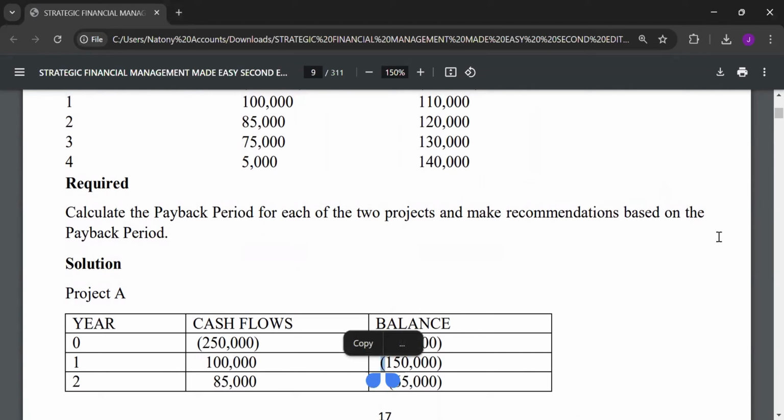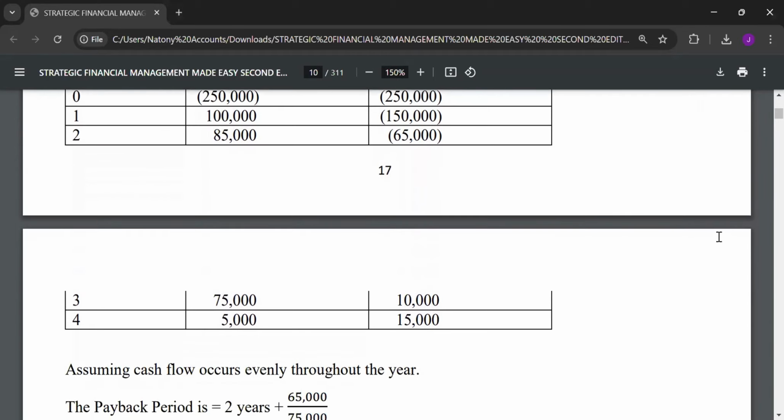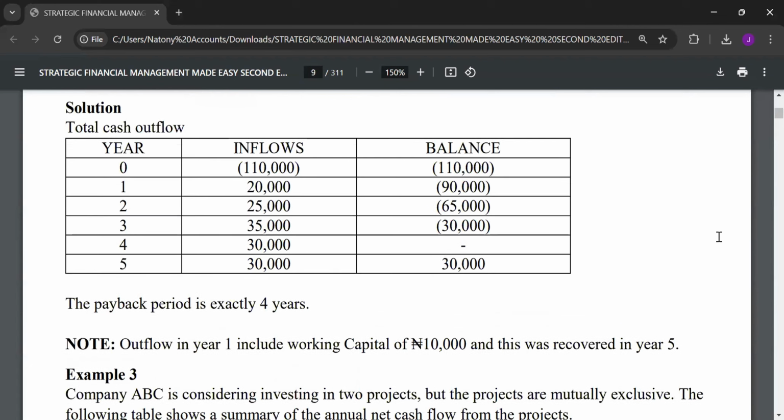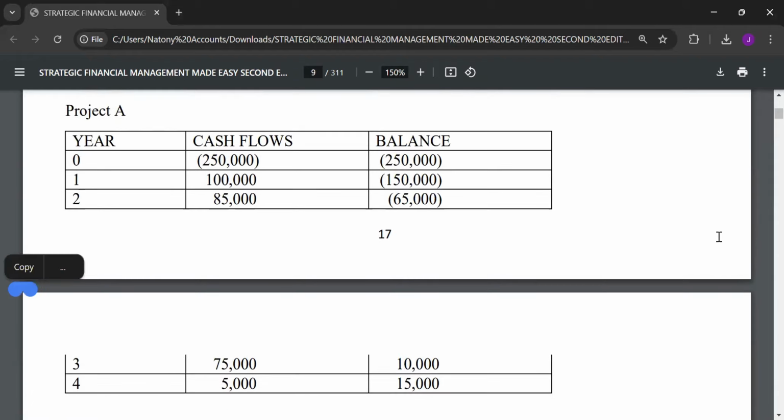250 was spent at the beginning, or at the end of year 0. This is the inflow, 100, 85, 75, and 5,000. But if you look at the first example here, at some point we got to 0. But if you look at this example on this table, there was no point that there is 0. From negative of 65 to positive of 10. So there was no 0.